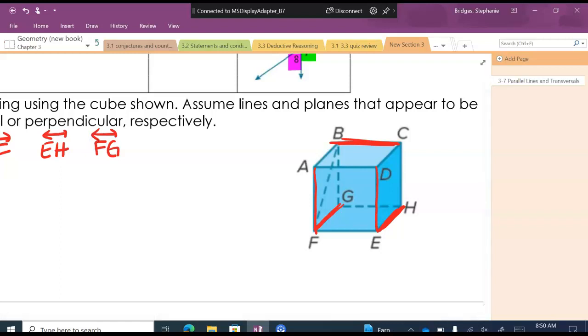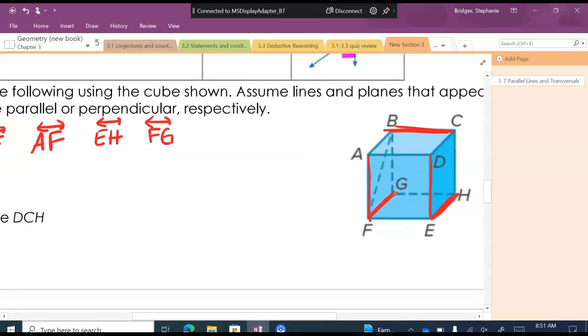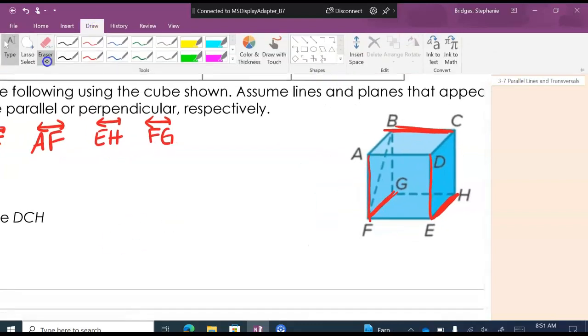And would CD be skew? No, because it touches it, right? BA would also not be skew. What about AD? What would AD be to it? Not skew, but parallel. Okay, so make sure skew is not touching but going a different direction. So those are the only 4 in that picture that are skew to BC.